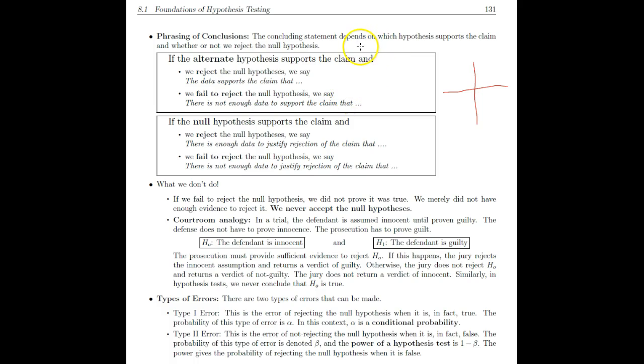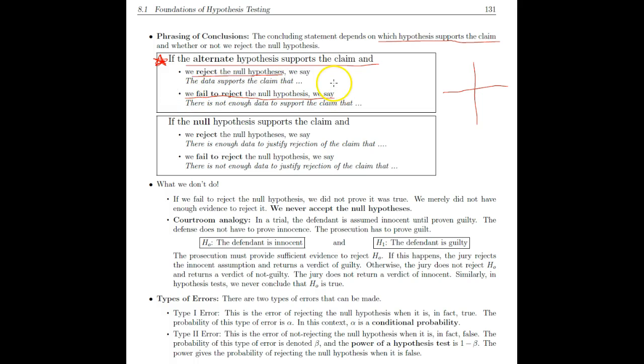So the first thing you need to analyze is which hypothesis you wrote, of your two hypotheses, your null and your alternate, which one supported the claim. So if your alternate hypothesis supports the claim, and this is the more often scenario, but you do need to check this, then we look to see whether we reject the null hypothesis or if we fail to reject the null hypothesis.